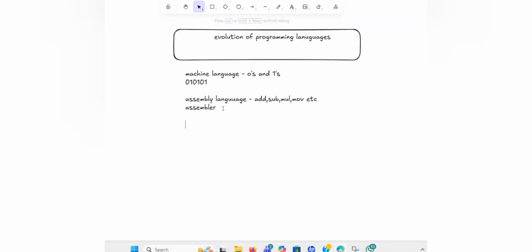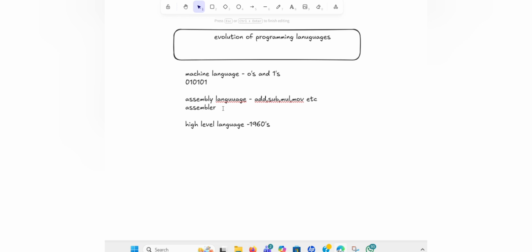Even though assembly language was a solution for machine level languages, scientists were not satisfied with this. They wanted a language that was closer to human language. So this led to the existence of high level languages. High level languages came into the scenario around 1960, guys. So 1940 machine language, 1950 assembly language, around 1960s high level languages.